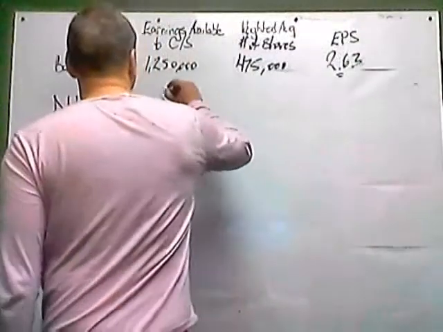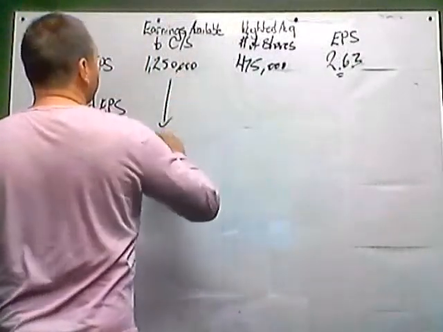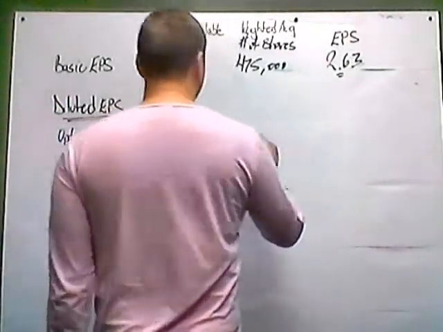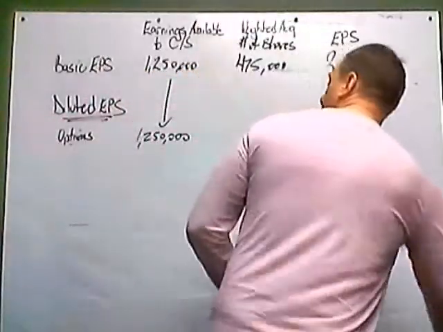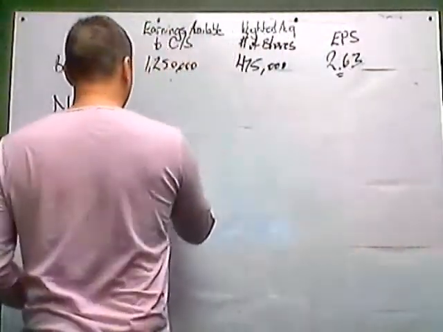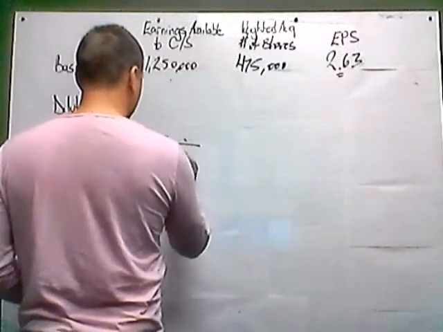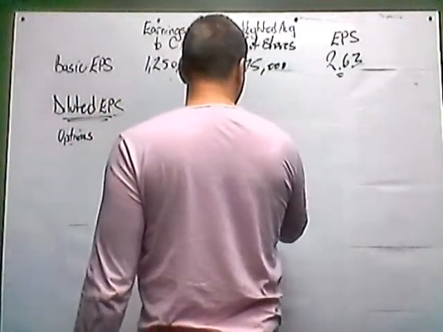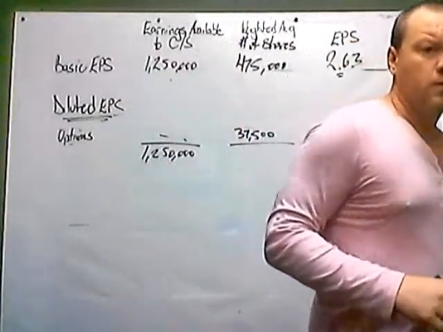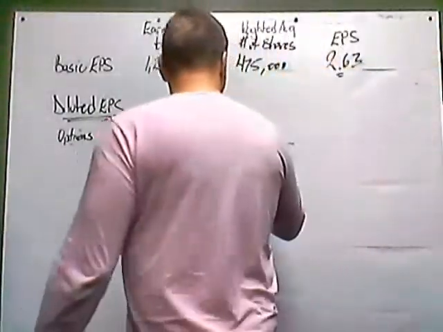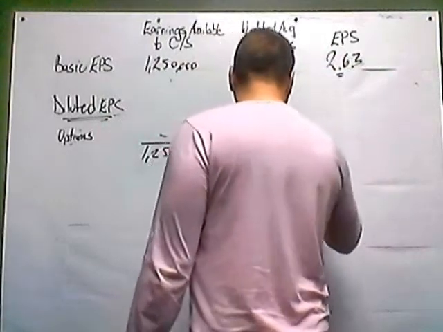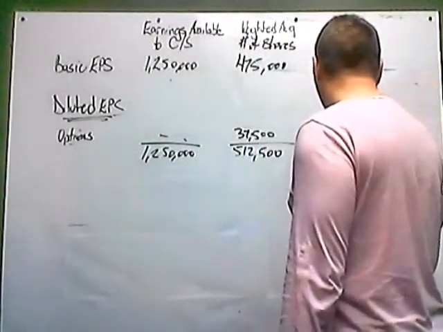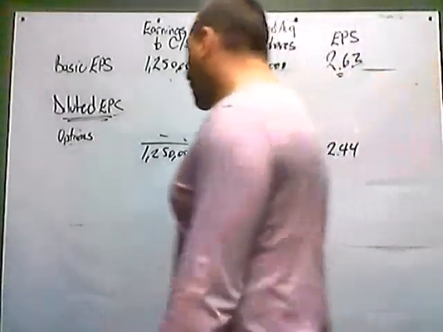So after the option, sorry, there's no change in the earnings available. So it's 1,250 divided by, in this case, the options were net 37,500. So now it's up to 512,500. Okay. So again, our EPS is going to drop down to 244.